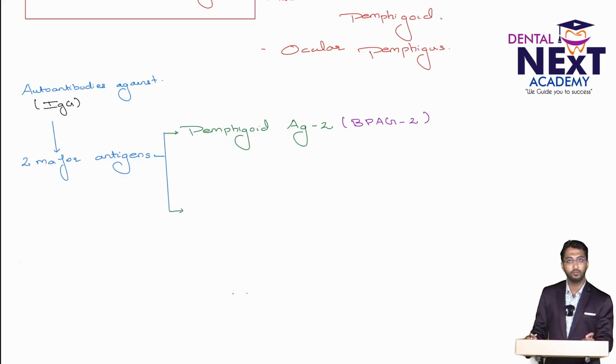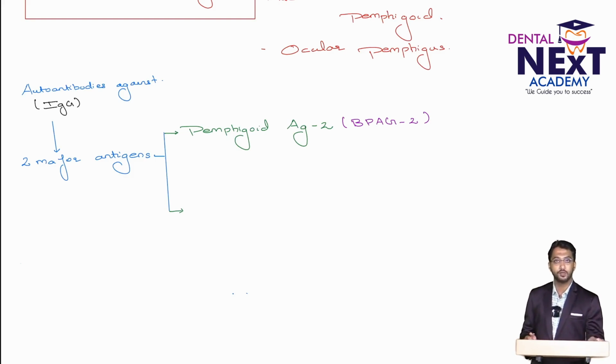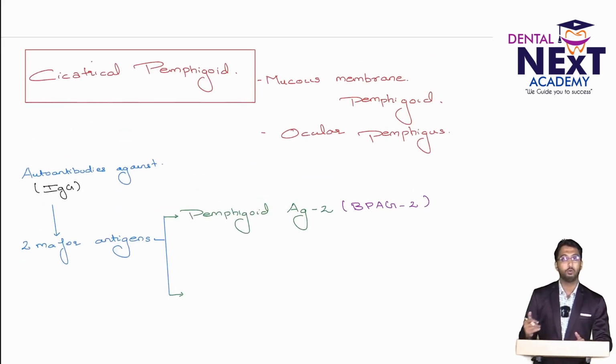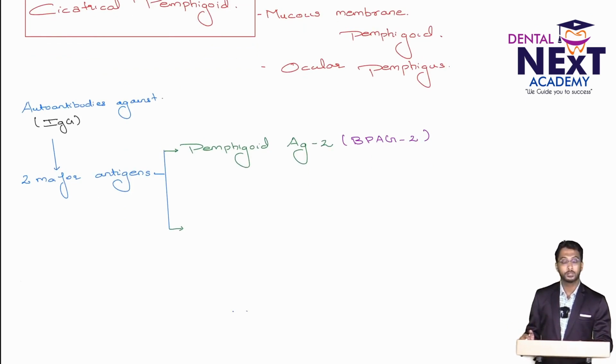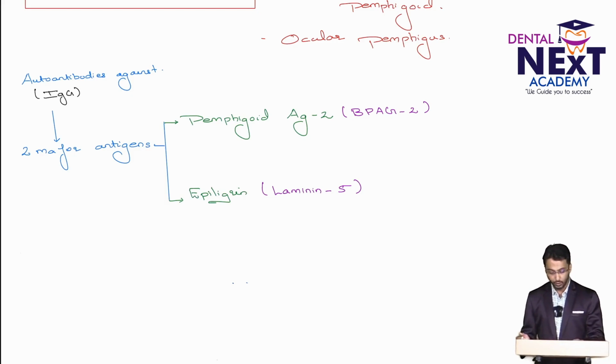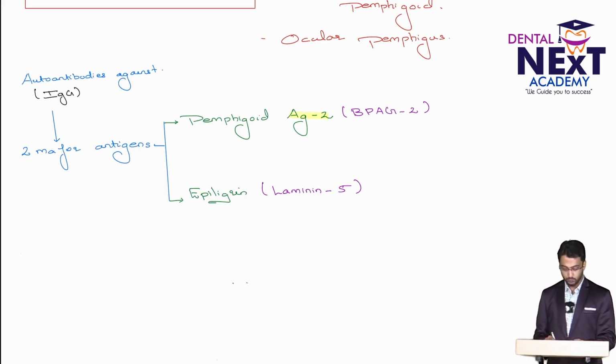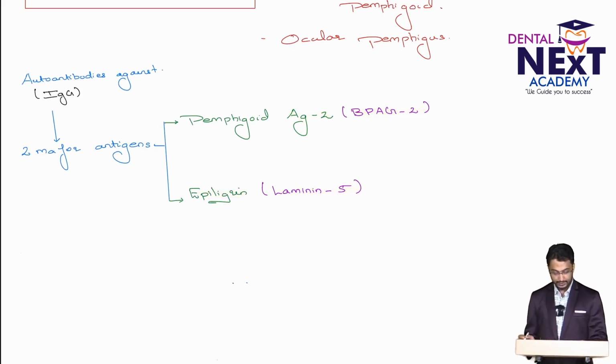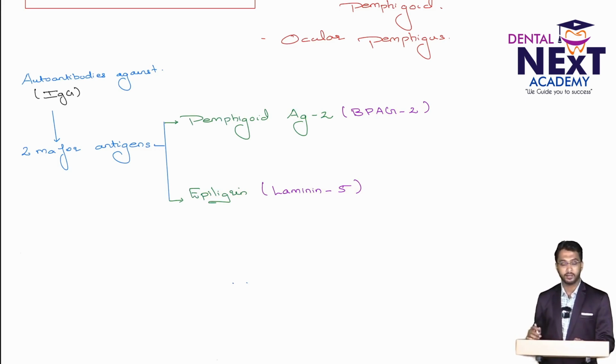Mucous membrane or cicatricial, where we'll see BPAG2. This is a big confusion people will have. BP, they will correlate with bullous pemphigoid. Basically this is mucous membrane pemphigoid. So it's pemphigoid AG2 or BPAG2, and there is epiligrin, another component of hemidesmosomes. So these are components of hemidesmosomes. Previously we saw desmoglein 1 and 3, components of desmosomes. So pemphigoid AG2 and epiligrin, also known as laminin 5. Okay, very important. So pemphigoid AG2, epiligrin, or BPAG2, laminin 5. Okay, so these are the antigens, or the antibodies directed against these antigens.